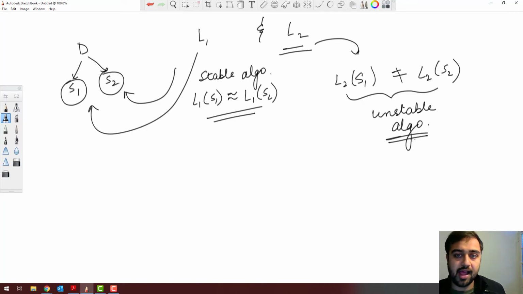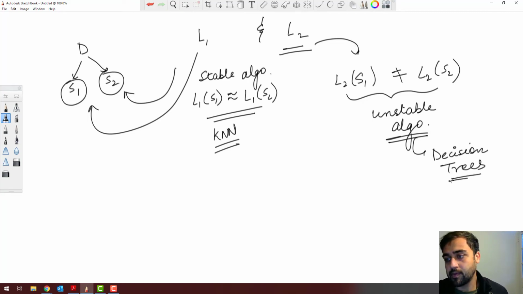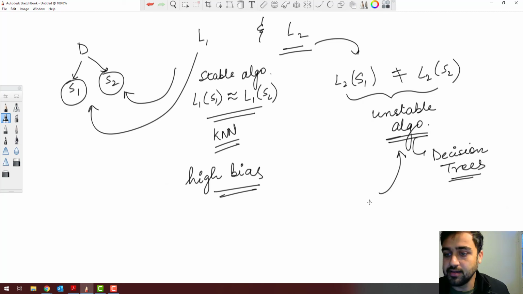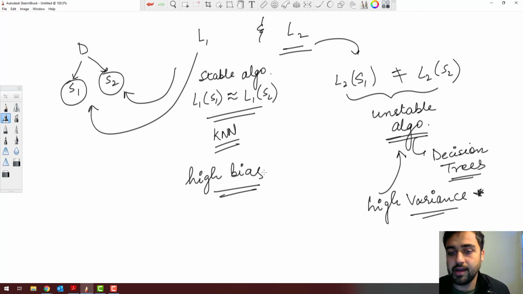If I want to give an example of a stable algorithm, I would say KNN, right? And an unstable algorithm would be a decision tree, right? So a stable algorithm has high bias, whereas an unstable algorithm has high variance, right?